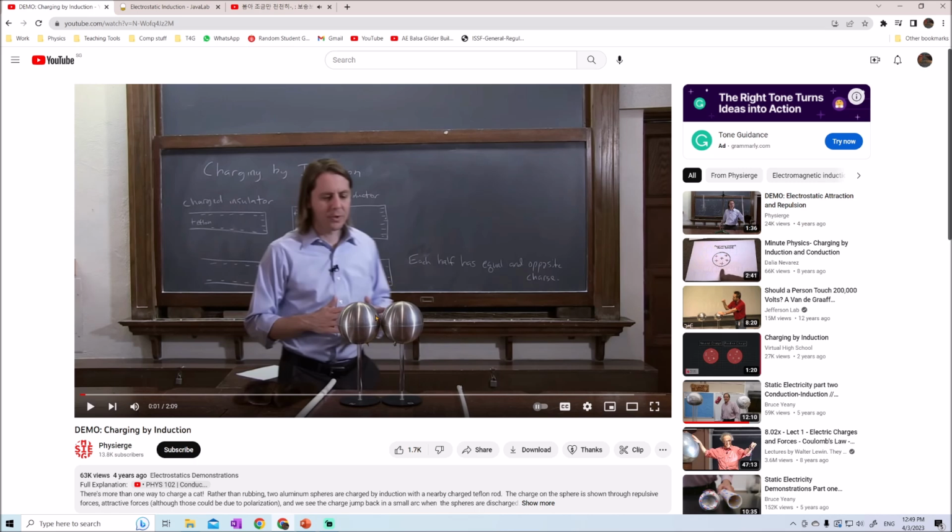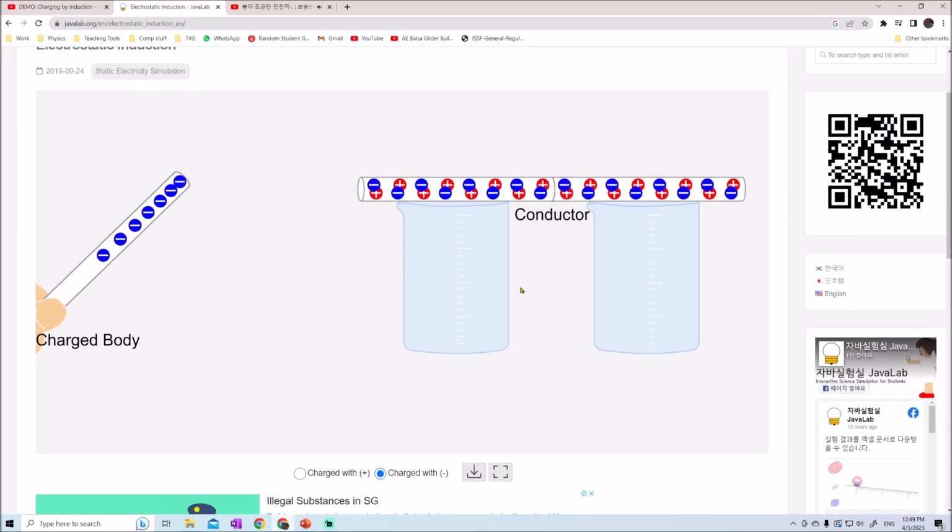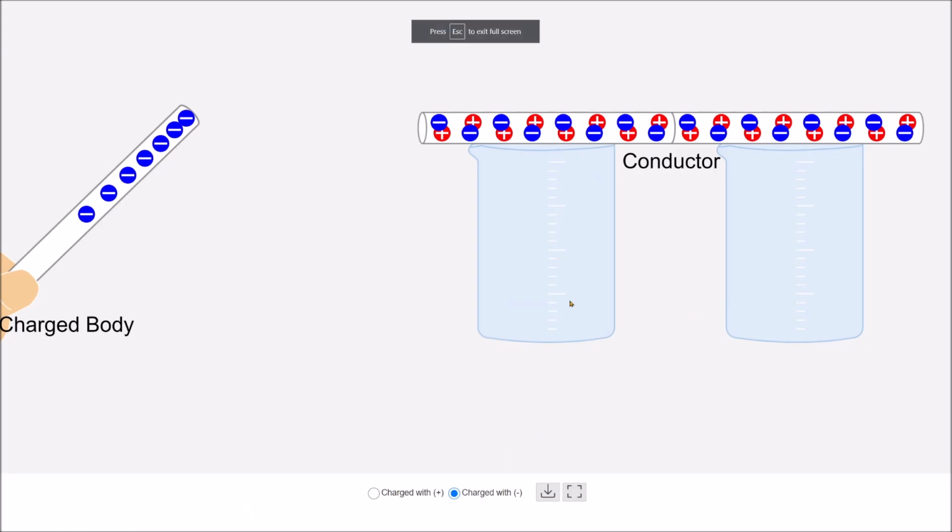So I'm going to try to explain with this animation from my slides, and also with a simulation. We will start with the simulation first, because the simulation really shows how the electrons move inside the conductor. Of course the simulation is a bit different from the previous video. Same thing, we have two conductors. These two conductors are placed on two beakers. These beakers are insulating stands. Unlike the video which used spheres, these two conductors are just rods.